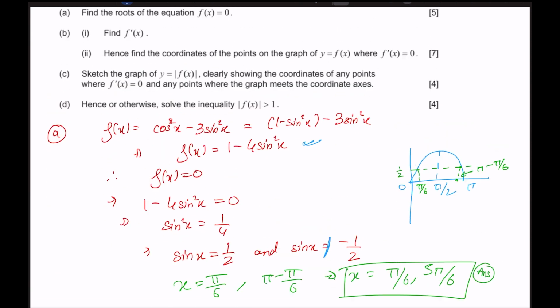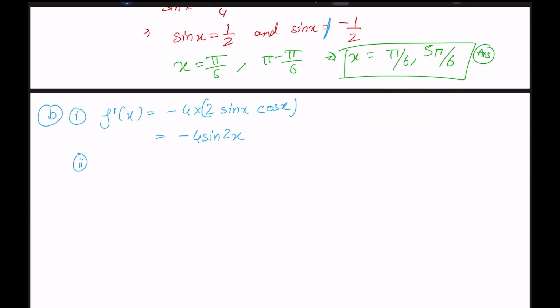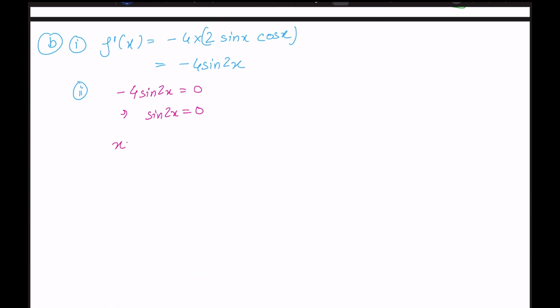Now we have B2. In B2, we have to find the coordinates of the point where f'(x) equals 0. F'(x) equals 0 means minus 4 sin 2x would be equal to 0. So sin 2x will be equal to 0 if I cancel out the minus 4. So we have to find the solution of sin 2x equals 0 in the domain of x, which is from 0 to pi. So at x equals 0, this will be valid, sin 0 is 0. At x equals pi by 2, this will be valid, because sin of 2 times pi by 2 is equal to sin pi, and sin pi is equal to 0, right? And it will also be valid when x is equal to pi.